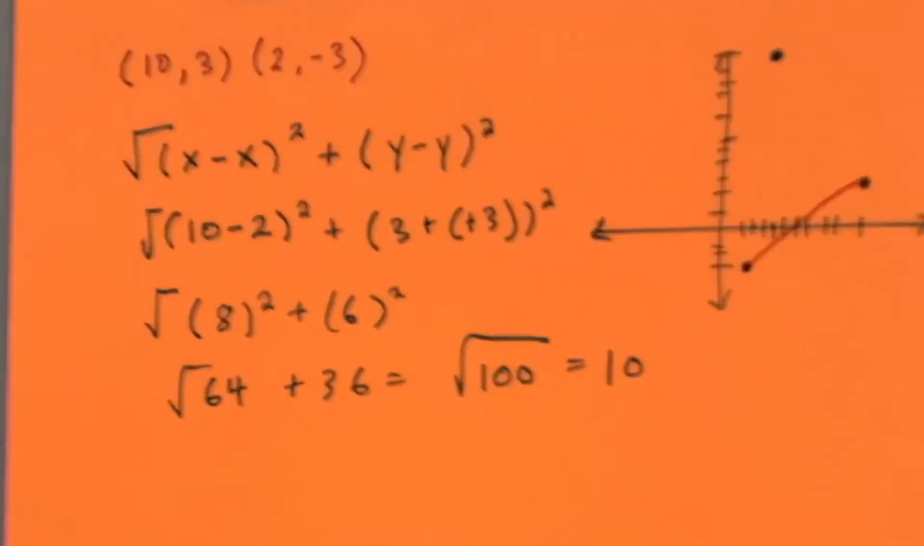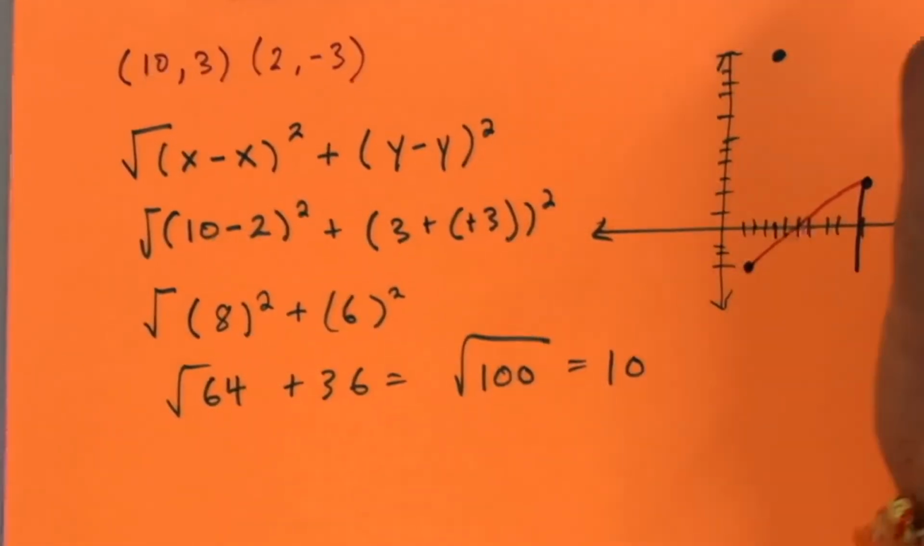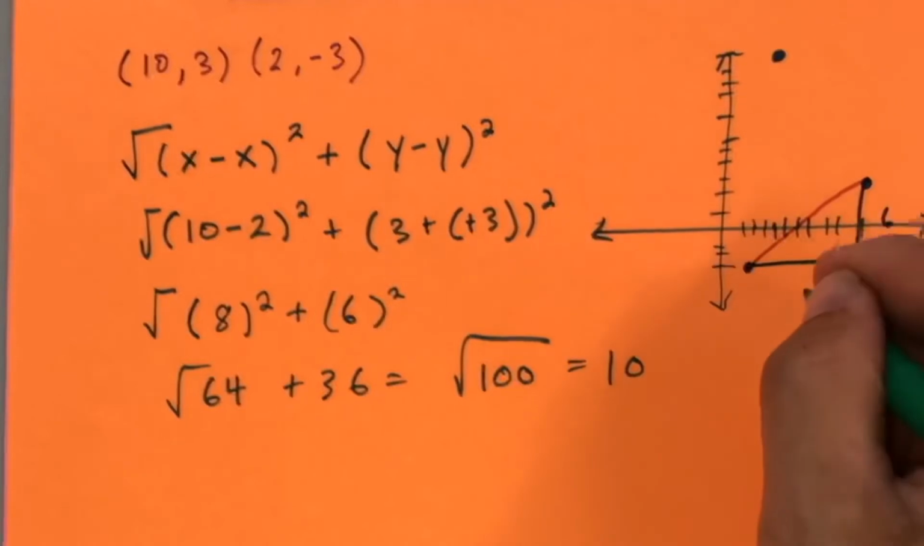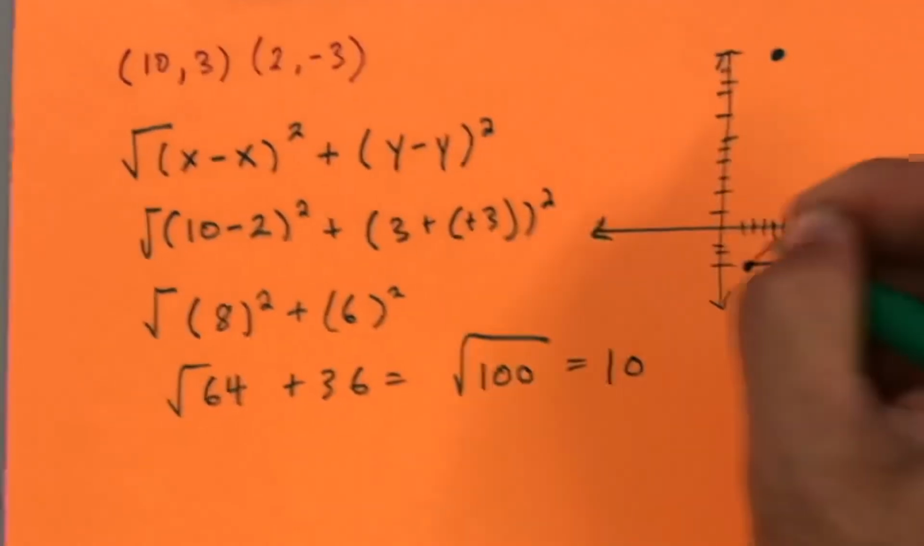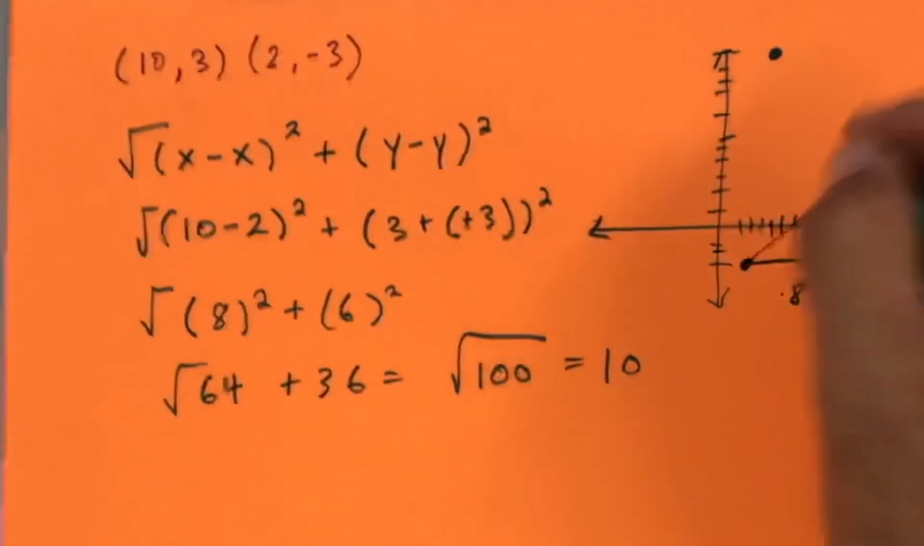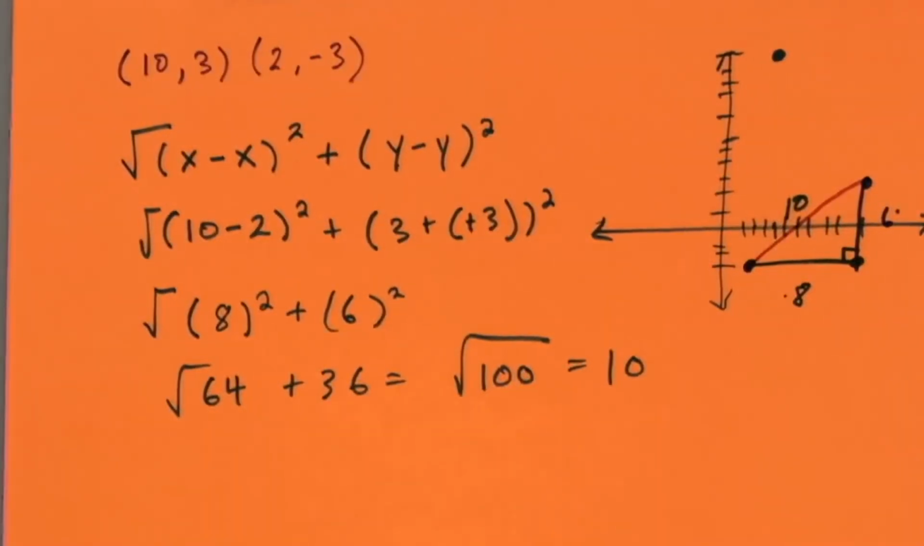And if I'm trying to find this distance, my change in y was 6. There was the 6. My change in x was 8. So that's where the 6 and 8 come from. And here's my right triangle, and if I were to do the Pythagorean theorem of a triangle with legs 6 and 8, this side here, which we'll later call hypotenuse, would be 10.